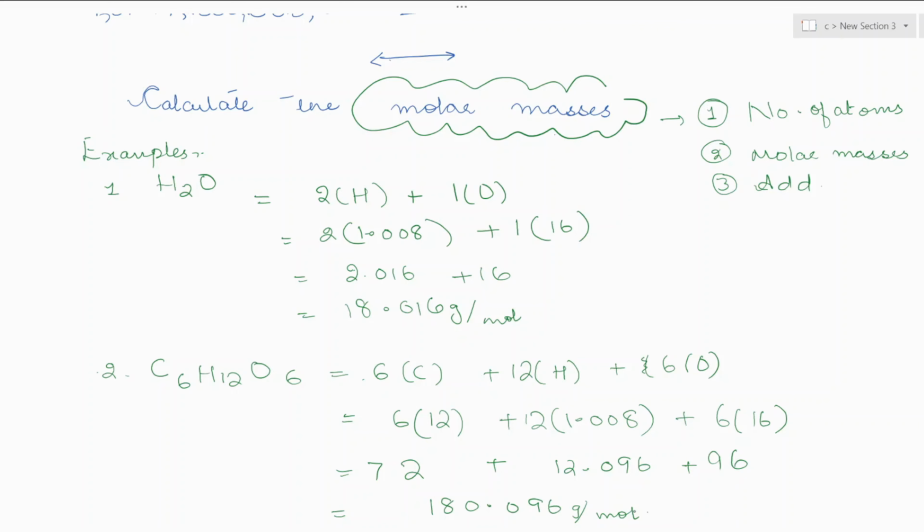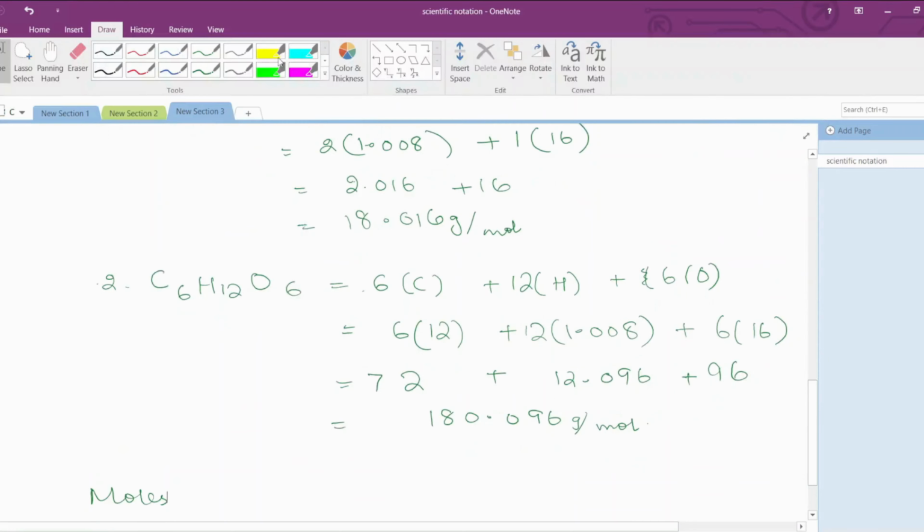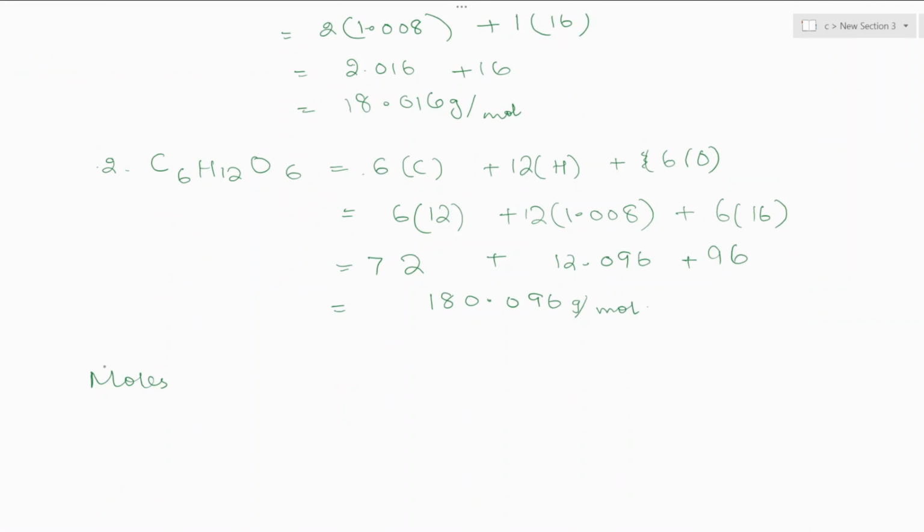Okay. Now you know how to calculate molar mass. Let's move to moles. So the formula for moles is given mass over molar mass. The formula that we use for moles is given mass over molar mass. Let's do one example.